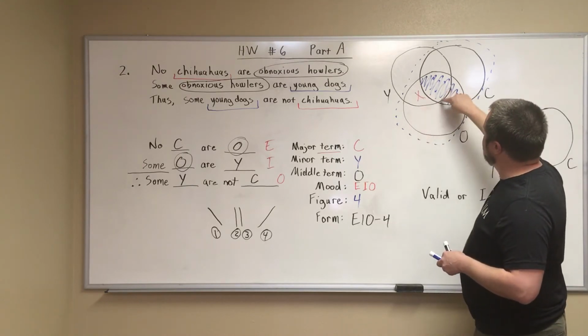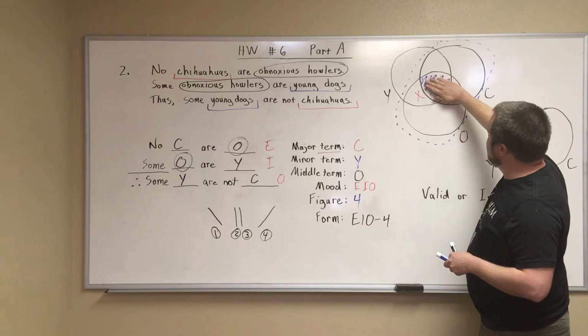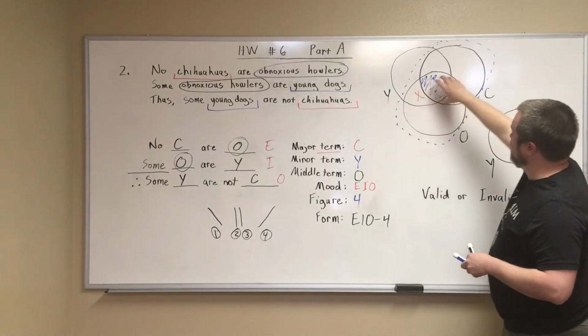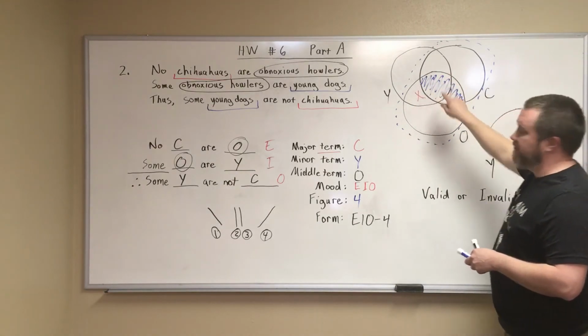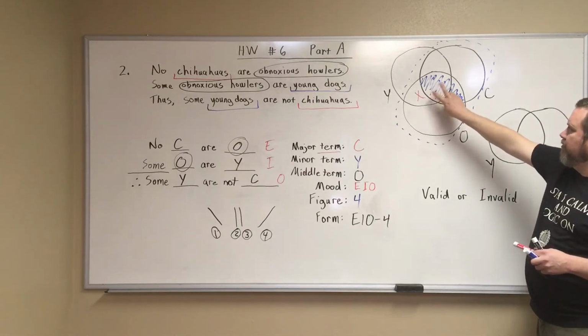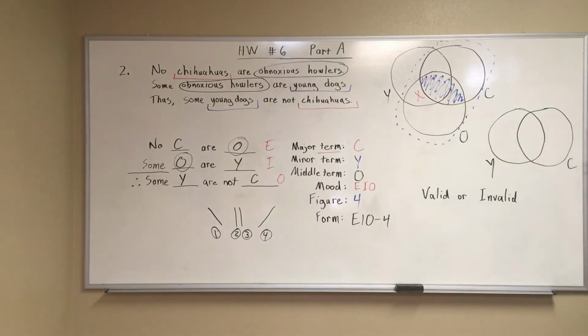And the reason we do the universal first is because we've already shaded out this area right in the middle, which would have been, we would have had to do a fence straddling X because we wouldn't have known which section it went in.